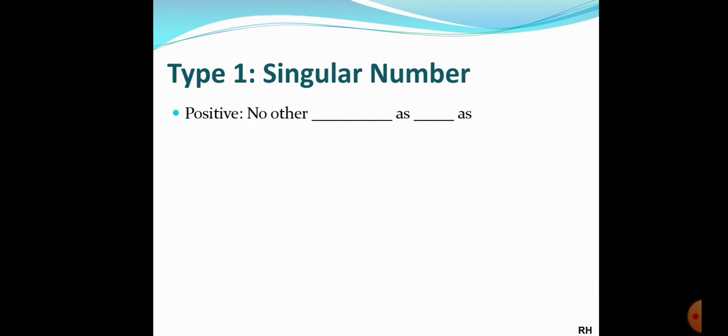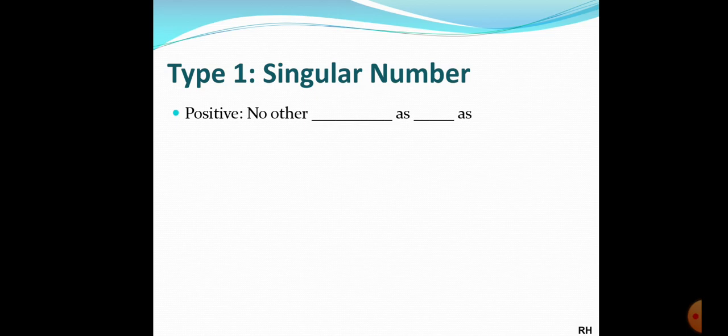That time I also told you that we will learn about 5 types of degrees of comparison in our coming presentations. So today we will talk about the first type, which is singular number. Now students, you need to remember the rules, the formula of all these 5 types. Today we will talk only about type 1, that is singular number, and how the sentences are formed in this. Let's look at it.